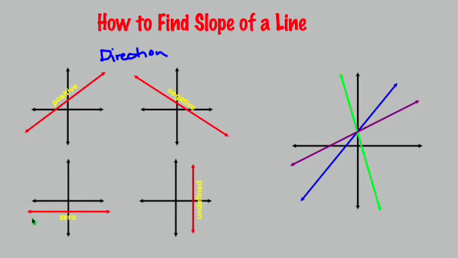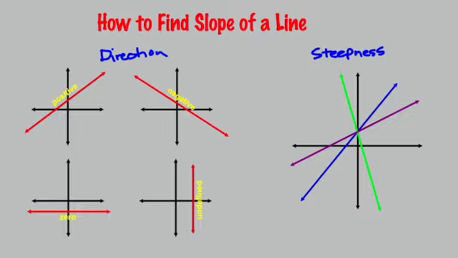Also, you can have lines that are completely horizontal. That would have a slope of 0. And you can also have lines that are straight vertical, up and down, and the slope there is what we call undefined. The other thing that slope talks about is how steep a line is.